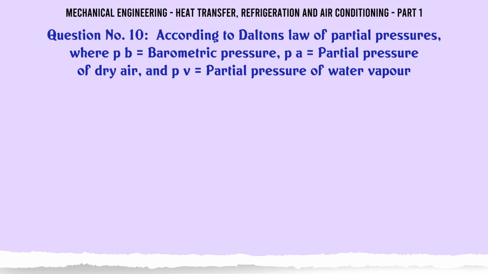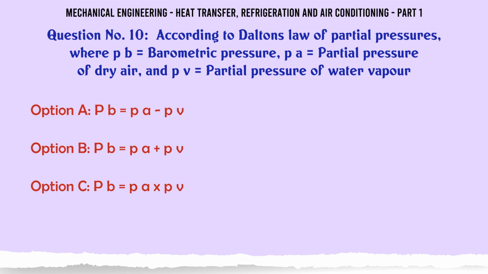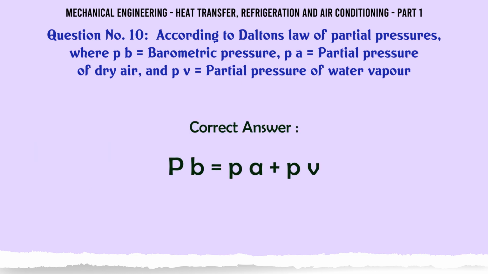According to Dalton's law of partial pressures, where Pb is barometric pressure, Pa is partial pressure of dry air, and Pv is partial pressure of water vapor: A. Pb = Pa + Pv, B. Pb = Pa - Pv, C. Pb = Pa × Pv, D. Pb = Pa / Pv. The correct answer is Pb = Pa + Pv.